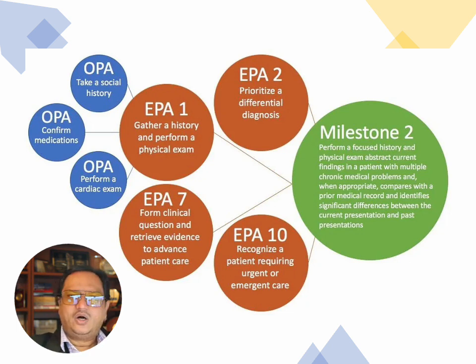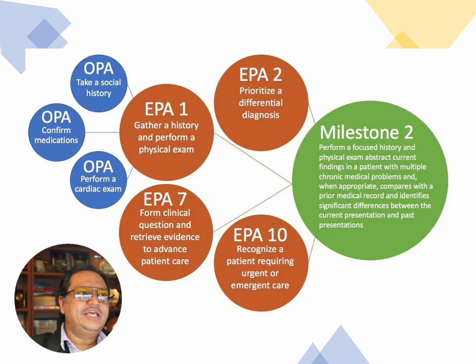So for example, you want the student or resident to be able to gather a history and perform a physical examination, prioritize a differential diagnosis, and form relevant clinical questions to retrieve evidence for patient care. Figure out, okay, if he is now developing diabetic retinopathy and his A1C is this level, what should be my next step? And then recognize what is urgent, such as hypertensive urgency or emergency that needs to be sent to the ER, and what is just chronic care that can be done. All of these should be entrusted to a resident if they have reached this milestone.